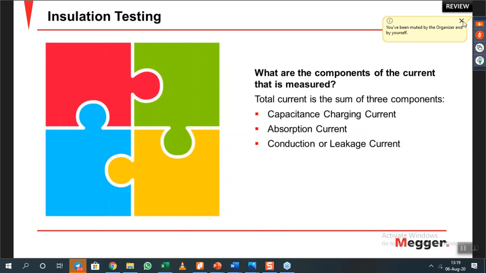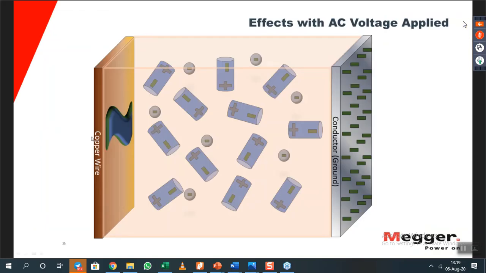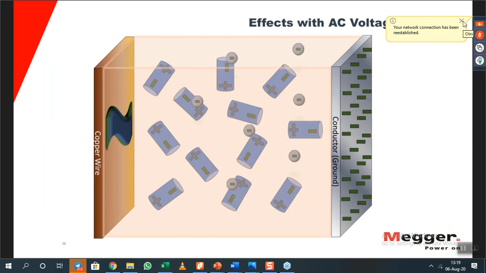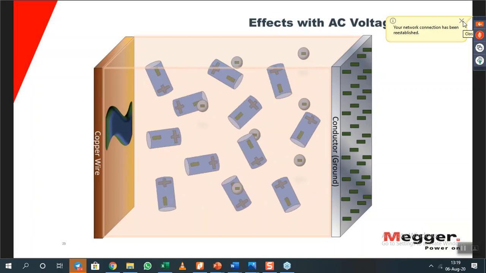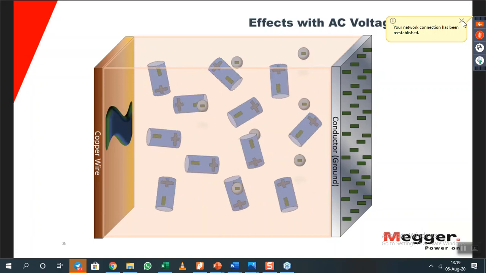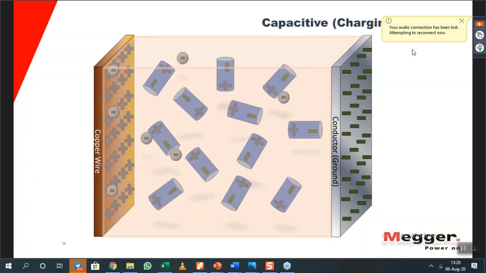What will happen? What do you think? Because this AC voltage is oscillating, of course, these electrons will move also. They are constantly moving, but not in a constant direction. And of course, the dipole will be attracted to the positive, so it will go to the left-hand side.